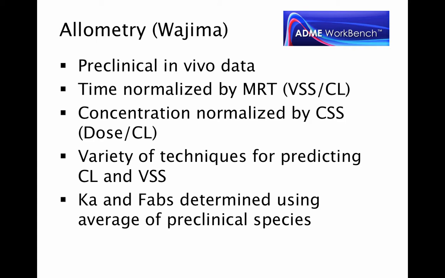To determine PK for orally delivered compounds, values for Ka, the first-order absorption constant, and F-abs, the fraction of oral dose absorbed, are estimated from preclinical species data. These values are then averaged to estimate human Ka and F-abs. This method is described in further detail in the first-order uptake rate and fraction absorbed section in the ADME WorkBench documentation.